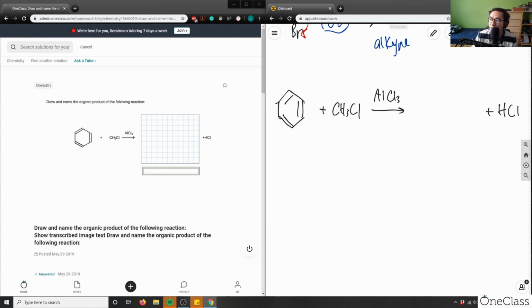So you can think of this as the aromatic compound being very electron rich. It has a negative charge here. So I'm looking for a positively charged thing here.